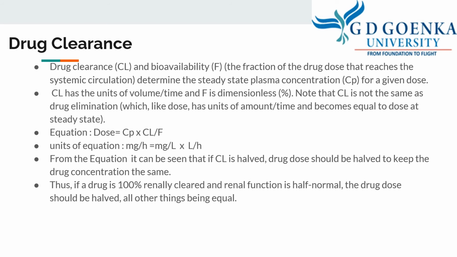Thus, if a drug is 100% renally cleared and renal function is half normal, the drug dose should be halved, other things being equal. Very important: other things being equal.